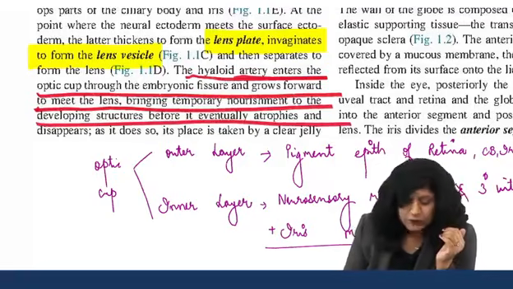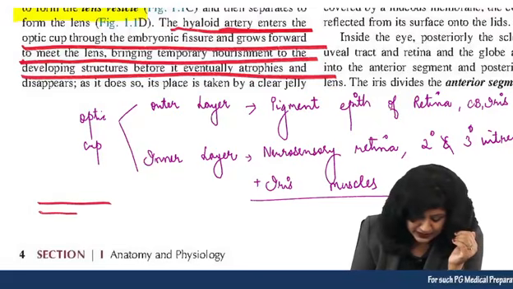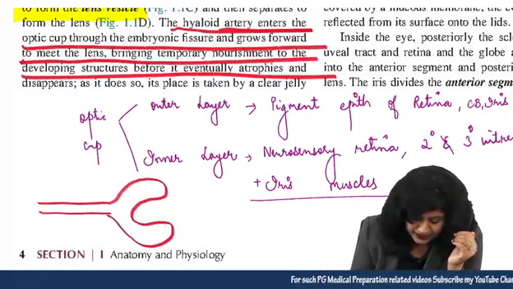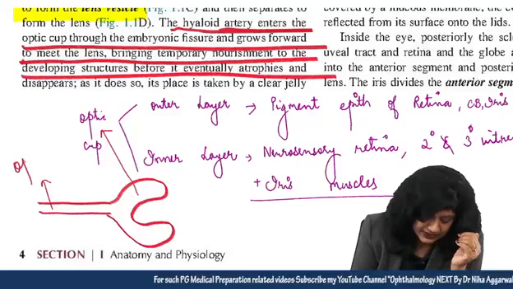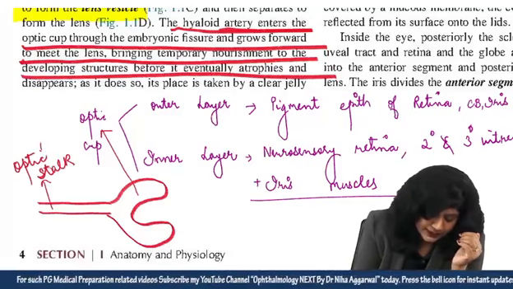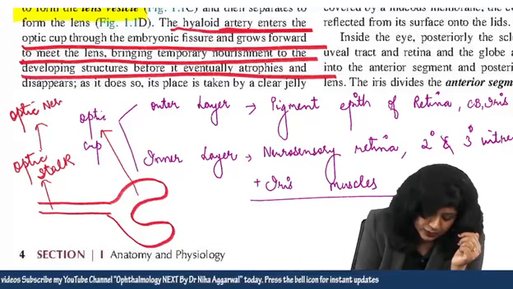Now what happens when the optic cup and optic stalk are growing? It is something like this. This is your optic stalk and this is your optic cup like this. This is the optic cup. Now this area is the optic stalk. This optic stalk forms the optic nerve. That is also very, very clear.